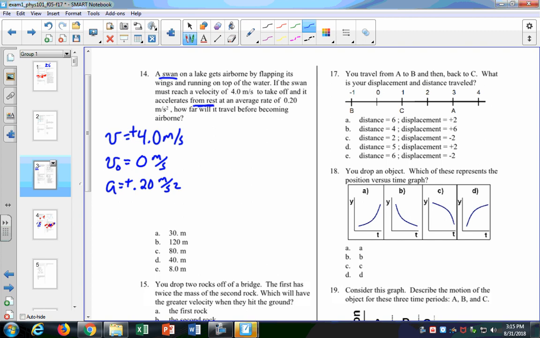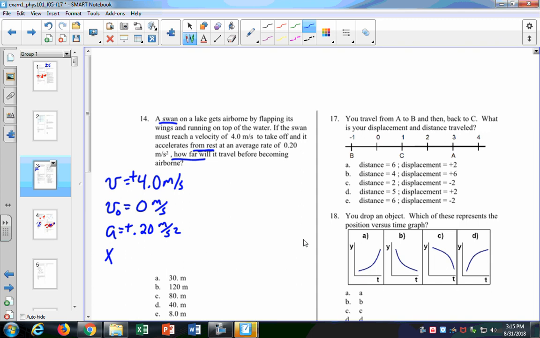All right, so the acceleration is that, and that's all I got. I'm asking how far does it travel? If it helps, you can draw a picture. Here's my swan. It has to go from V equals 0. It runs along, and it wants to get up to V equal to 4 meters per second. And I need to know what is the distance required for it to skim along the top of the water until it takes off.